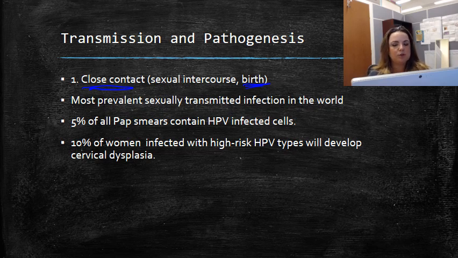It is actually the most prevalent sexually transmitted infection in the world. Greater than 20 million people worldwide, in the US, are infected with HPV. And about 5% of all pap smears contain HPV infected cells. About 10% of women are going to be infected with what's known as high-risk HPV types. High-risk HPV types are more likely to develop into cervical dysplasia and ultimately cervical cancer. So this is a really prevalent infection that has some really severe consequences.